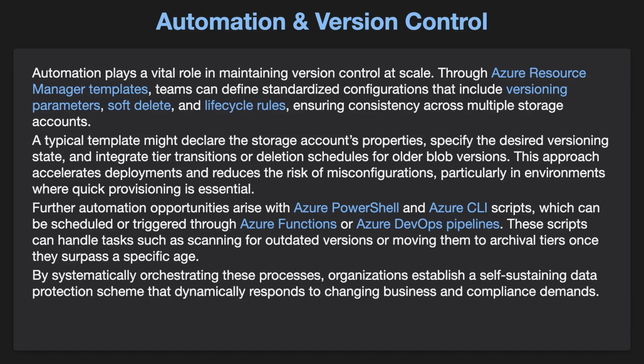Further automation opportunities arise with Azure PowerShell and Azure CLI scripts, which can be scheduled or triggered through Azure Functions or Azure DevOps pipelines. These scripts can handle tasks such as scanning for outdated versions or moving them to archival tiers once they surpass a specific age. By systematically orchestrating these processes, organizations establish a self-sustaining data protection scheme that dynamically responds to changing business and compliance demands.